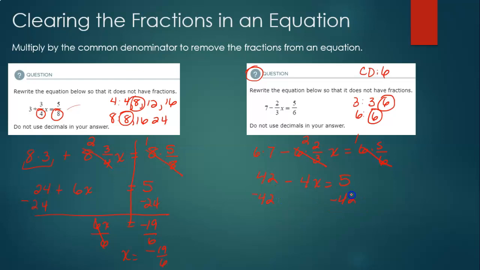We're going to subtract 42 from each side. The 42s cancel out. We're left with negative 4x equals negative 37. We're going to divide both sides by negative 4. And again, it says do not use decimals in your answer, so we're just going to reduce that. A negative divided by a negative becomes a positive, so that becomes 37/4.